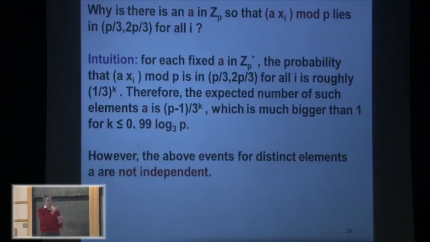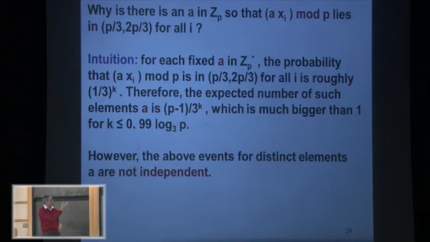You see, if you fix an A, so fix some A, and let's compute the probability that this A will be good for us. So what is this probability? Once A is fixed, then the probability that AX1, for example, modulo P falls into the middle third is 1/3. Roughly, I mean, P is not divisible by 3, but whatever. So it's 1/3, and the xi's are random and independent, so the probability that for all of them, AXI lies in the middle interval is 1/3 to the k.